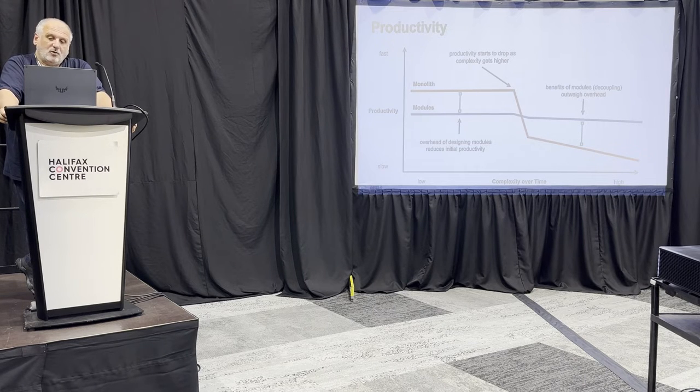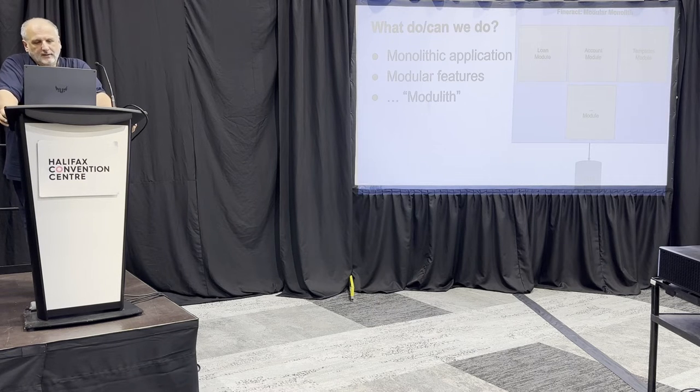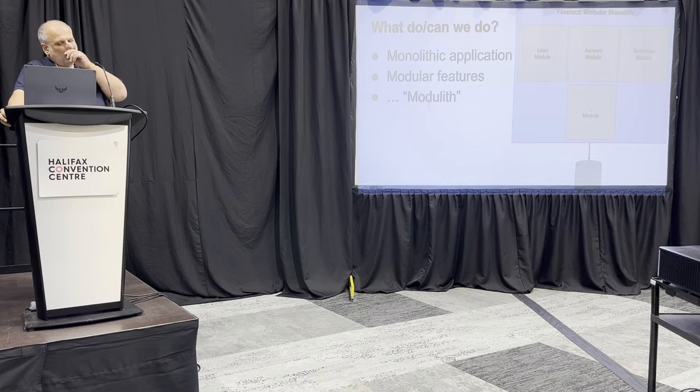But that overhead becomes less significant, or actually an advantage, when you move on with your project, when you add more features, when you have more people contributing, and you actually get ahead of the curve, right? And the monolithic code base will slow you down. So just that as a visualization a little bit. So the question now is, what do we do or what can we do?